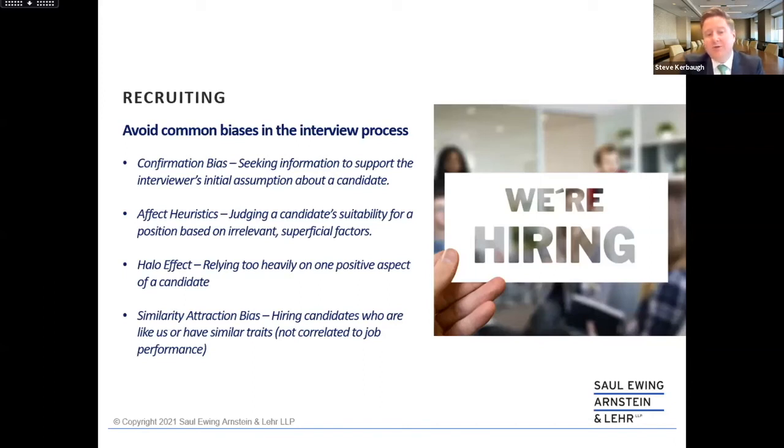And the similarity attraction bias is hiring candidates who are like us or have similar traits. Obviously, if those don't correlate to job performance, they shouldn't necessarily be a part of the calculus. So another thing to avoid in the hiring process. If we could go to the next slide, please, Mary.